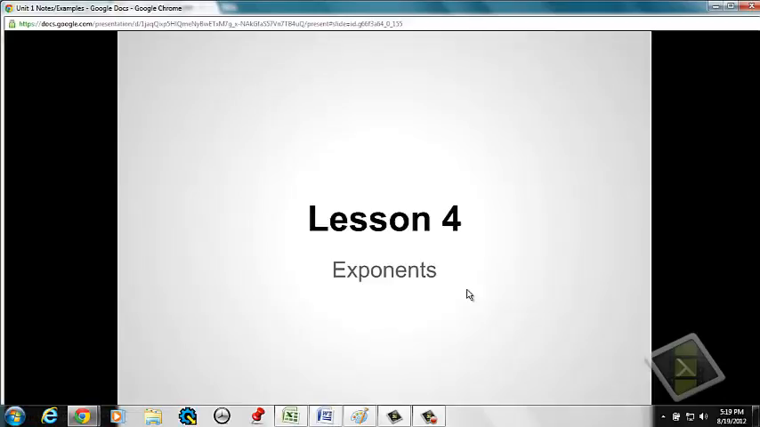Alrighty, today we're going to do lesson 4 of this unit. It's all about exponents. Now this section's got a lot of stuff in it, but we'll go back in a couple days to go over some of the kind of missing pieces or go in a little more depth.